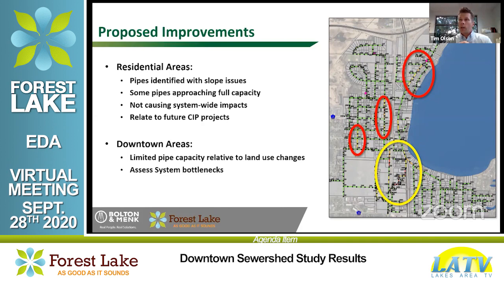The second one that we'll focus on here in the next slide is really a bottleneck, a well-known bottleneck. The city is very aware of the flow conditions in this location. That would be the yellow circle.